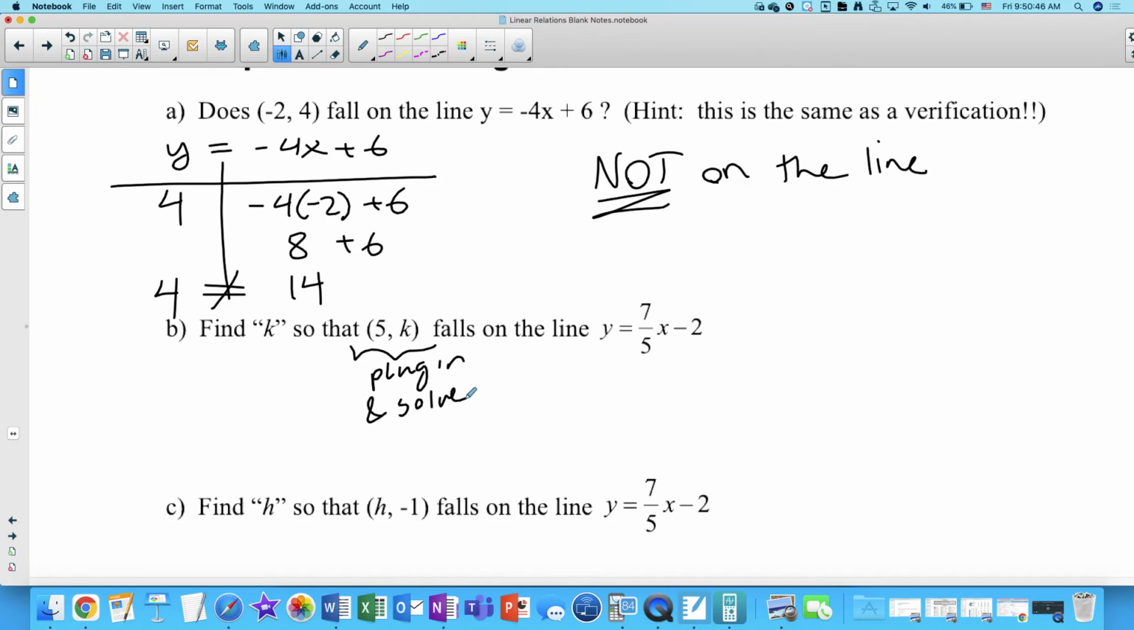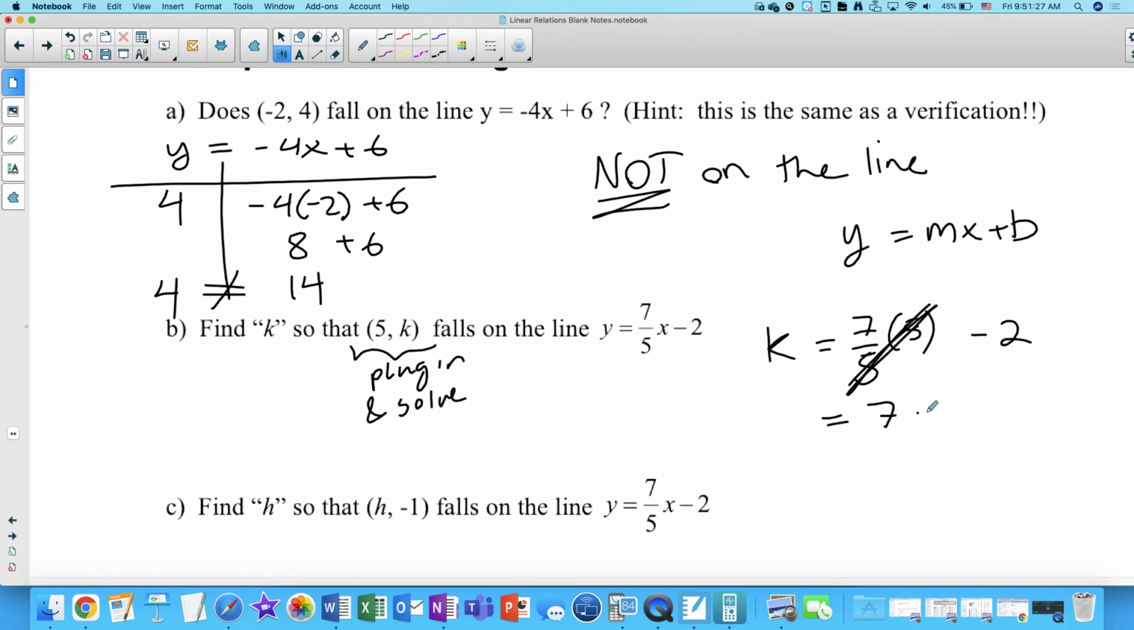Because if you think about this, there are 4 possible different things that we might know here. An x coordinate, a y coordinate, the slope, and the y-intercept. As long as you know 3 out of 4, you can plug in what you know and figure out the 4th one. Okay? So here we're going to plug in for y, the letter k, and for x we're going to plug in a 5. Okay? Now, 5 over 5, those cancel. So this is just 7 minus 2, which is 5. K equals 5. That's the value of k that would make the left side equal to the right side.